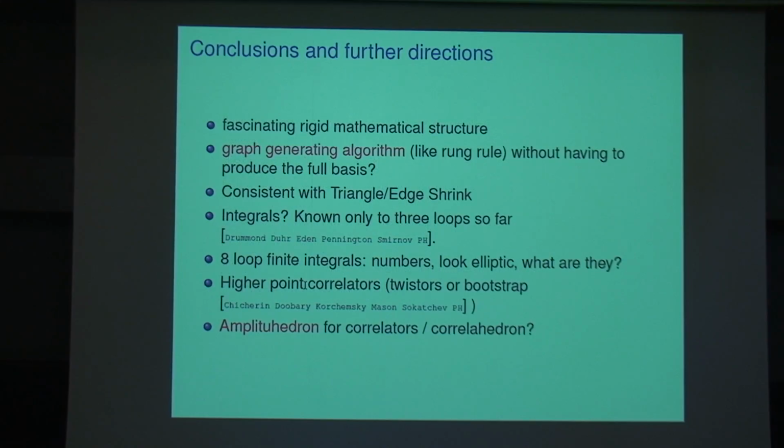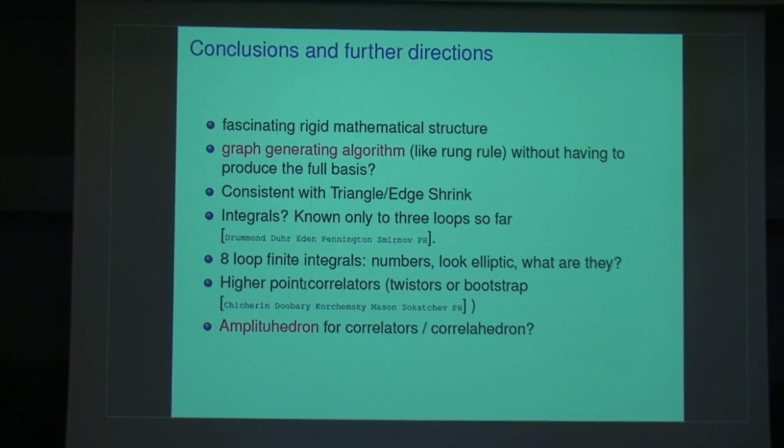Okay, good. Well, I'm basically out of time, so the main thing for me, continuing directly from here, is that it's clear that there's a lot of structure that we're not understanding here, especially this 5-point stuff. What would be lovely would be to have a graph generating algorithm, so I don't have to spit out all F graphs and then fix the coefficients. But much like the rung rule, I would have an algorithm that would spit out the graph and the coefficient.